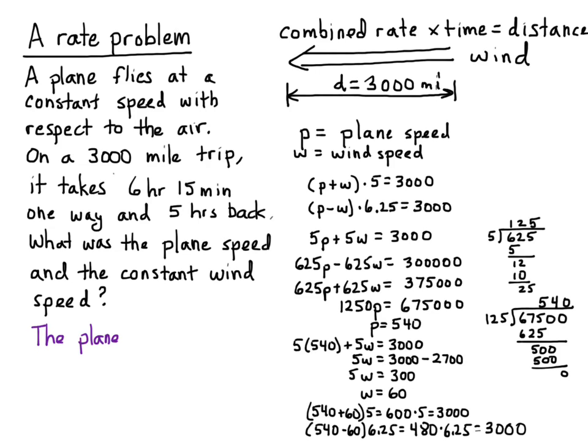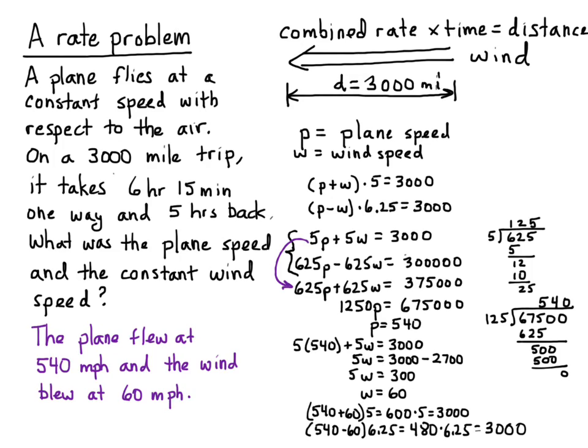And my answer then is the plane flew at 540 miles per hour, and the wind blew at 60 miles an hour. So the key step here was to get this 5 times 125 up to 125, so I have these two equations to work with and eliminate this. Now there's a little easier way if you look at this up here.